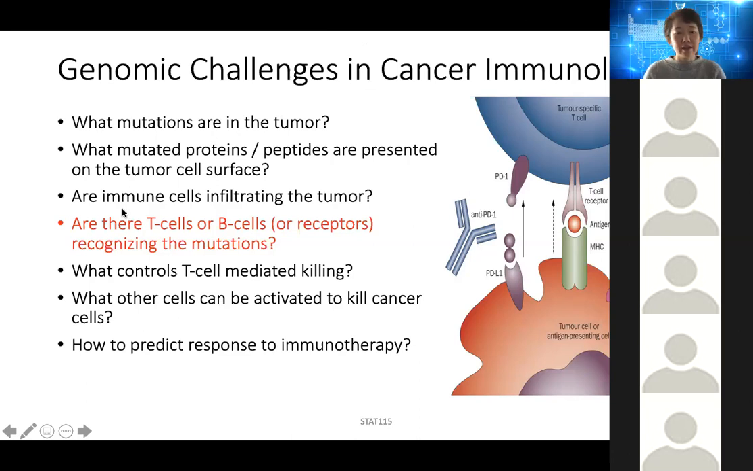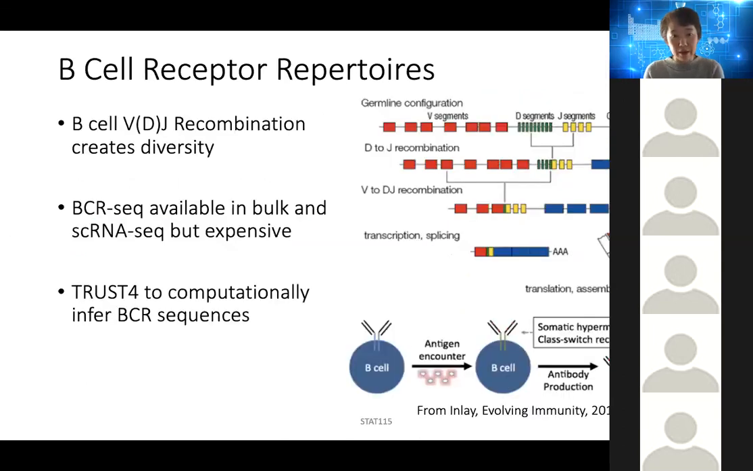The next question is, are there immune cells infiltrating the tumor? For this, if you have tumor RNA-seq, now people have good computational algorithms to make pretty reasonable predictions. More and more people are also looking into single-cell RNA-seq that seem to get more fine-resolution gene expression profiles in the tumor. And then in the last lecture, we talk about whether there are T cells or B cells infiltrating the tumor and whether the receptors are recognizing the potential mutations. In the last lecture, we talk about T cells, but in this lecture, we'll talk about B cells.